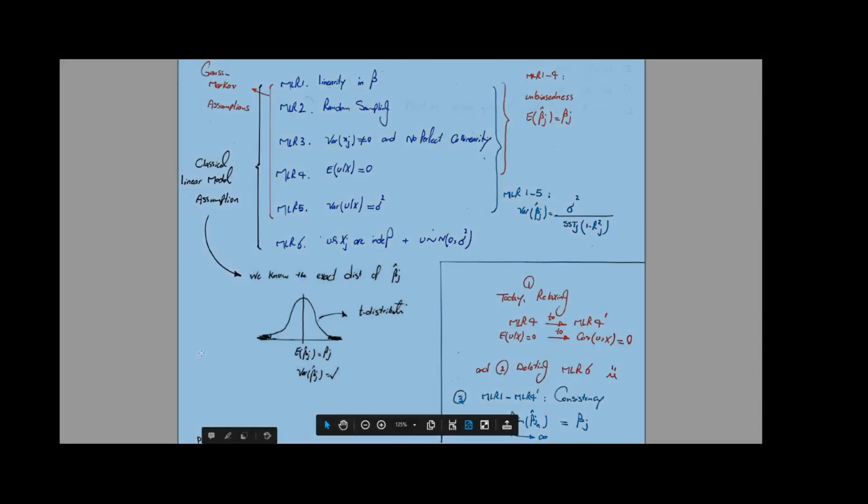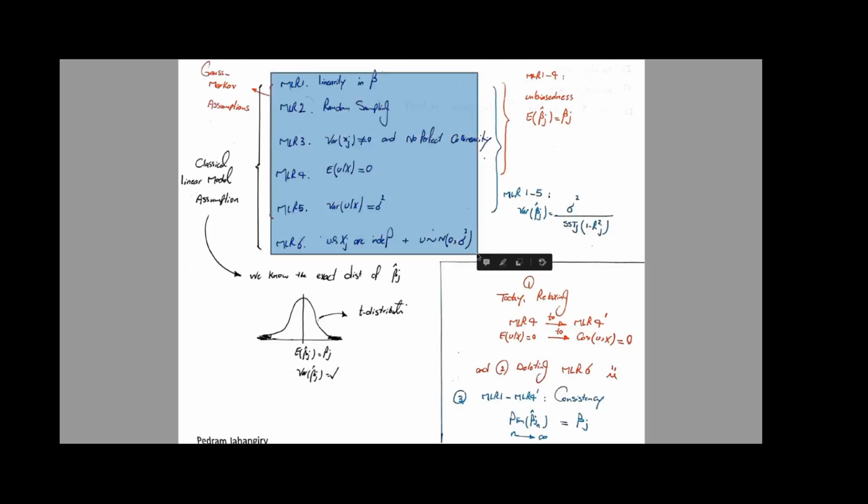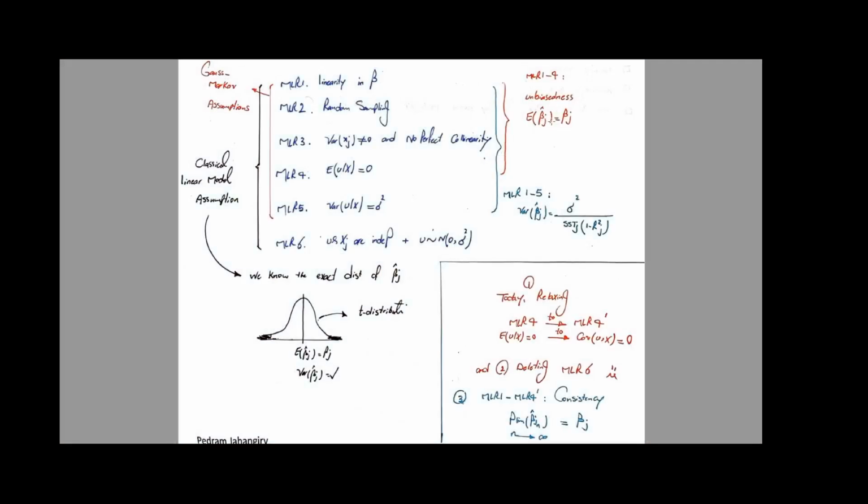Okay, so I want you to remember, whatever we discussed from day 1 in this class up until today, it holds for any sample size. This means that for any sample size, if I have assumptions 1 through 6, then I have unbiasedness, I have a closed form solution for the variance of beta hat j. I can rely on the t-stat, f-stat, I can rely on confidence intervals, and so on. And this works for any sample size.